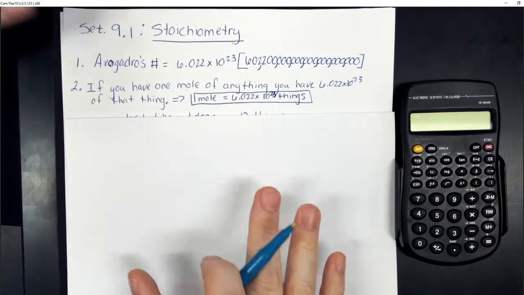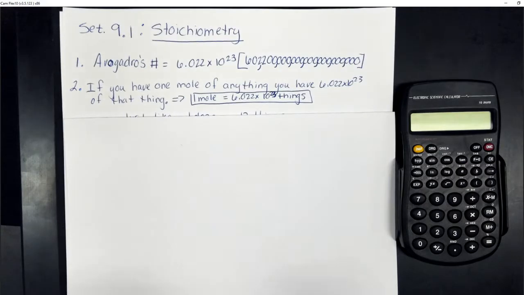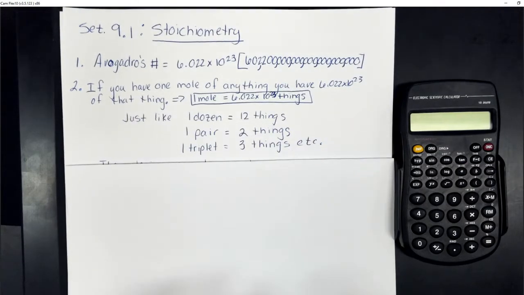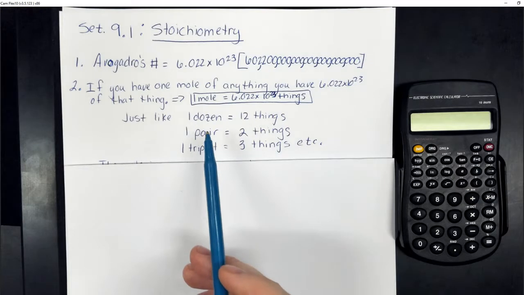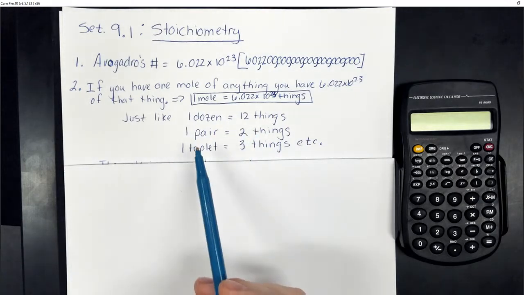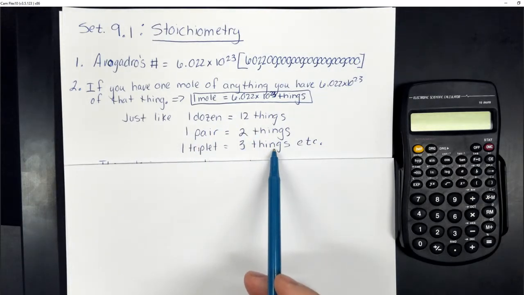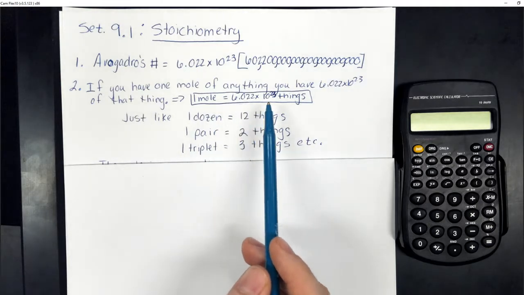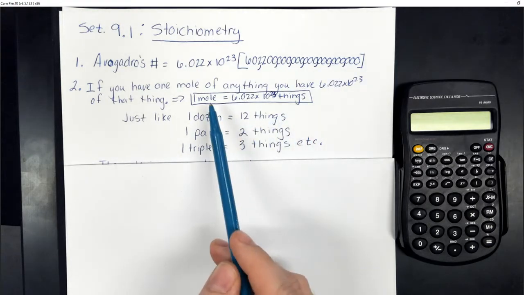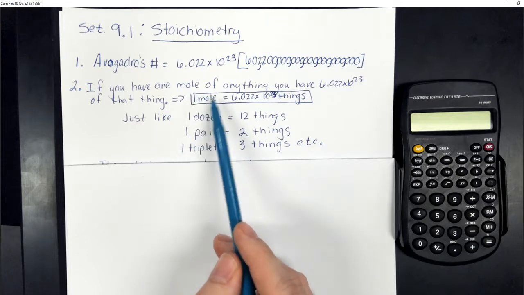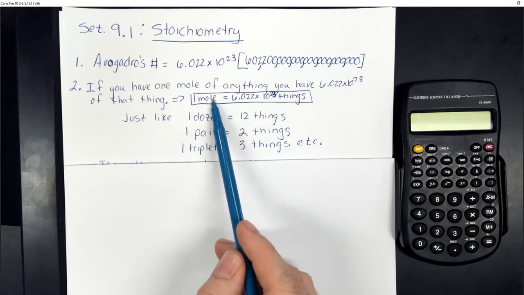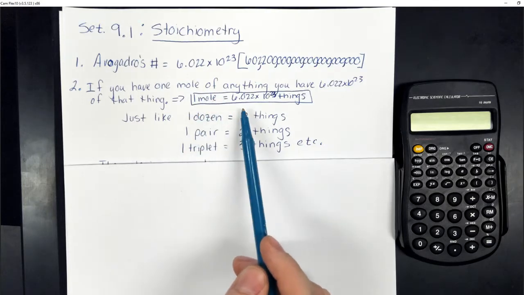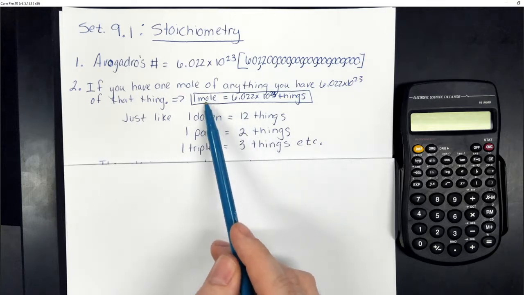This is a counting number, ladies and gents. Just like 1 dozen is equal to 12 things, 1 pair is equal to 2 things, 1 triplet is equal to 3 things, 6.022 times 10 to the 23rd things is 1 mole. Okay? This unit right here, the mole, is the chemist's dozen.